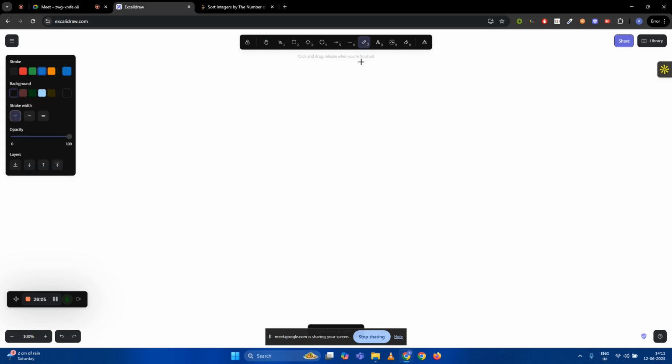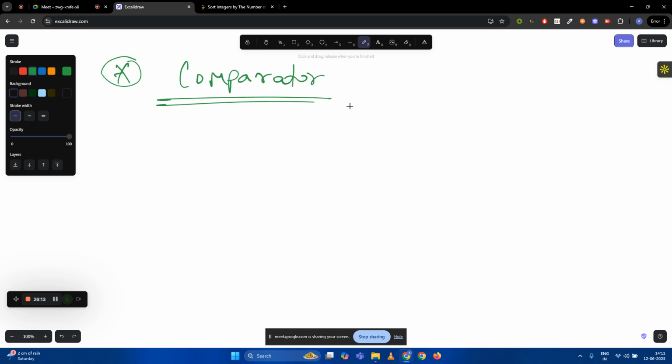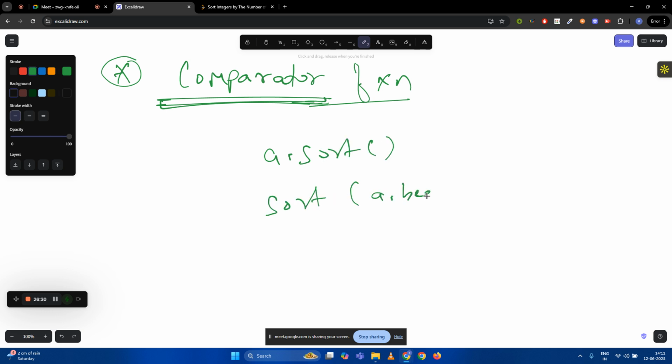So those who do not know hashmap, do not worry about that. We are going to learn a new technique called the comparator function. And for this only, I told you it's a must-join class. Comparator function. There are many times when normal sorting, like in Java we do a dot sort. In C++ we do sort a dot begin comma a dot end, or if it is an array, we do sort a comma a plus n.